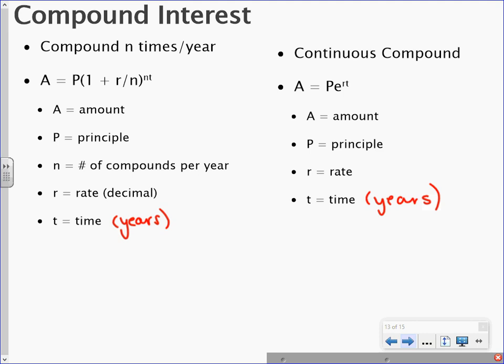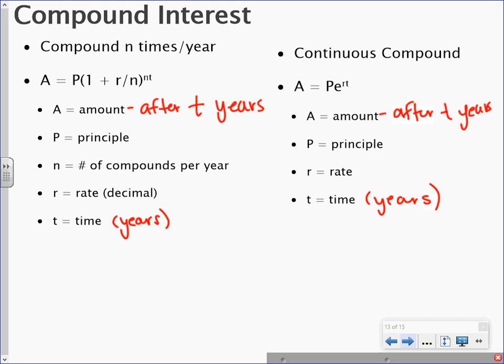I also want to point out that the amount is going to be after t number of years. You're going to have problems where you're solving for other things, but these first introductory problems, we're going to be solving for the amount. So we're going to start with principal. Who can describe principal to me?